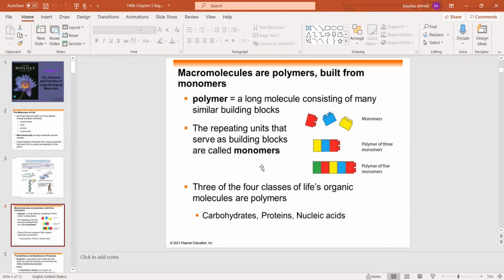A polymer is a long molecule consisting of many similar or identical building blocks linked by covalent bonds, much as a train consists of a chain of boxcars. The repeating units that serve as the building blocks of a polymer are smaller molecules called monomers. This is from Greek words: mono means single, poly means many, and mers means units or parts.